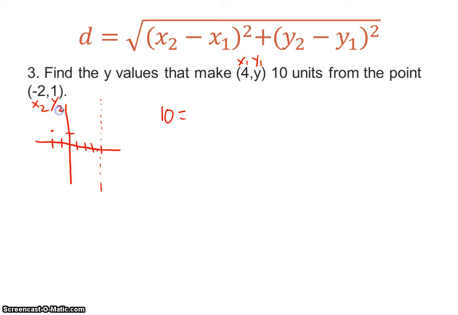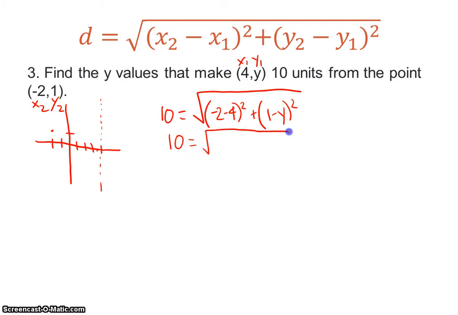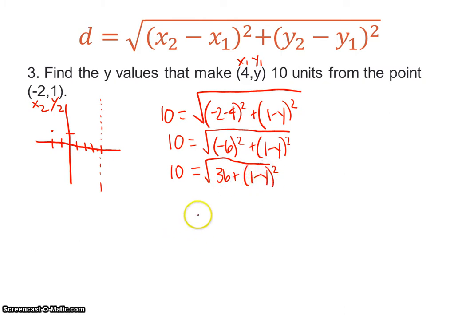So we've got the square root. In our first parentheses, we're going to have negative 2 minus 4 squared plus 1 minus y squared. Alright, so let's simplify our radical. We've got the square root of negative 6 squared plus 1 minus y squared. And we'll simplify down one more. We have the square root of 36 plus 1 minus y squared.